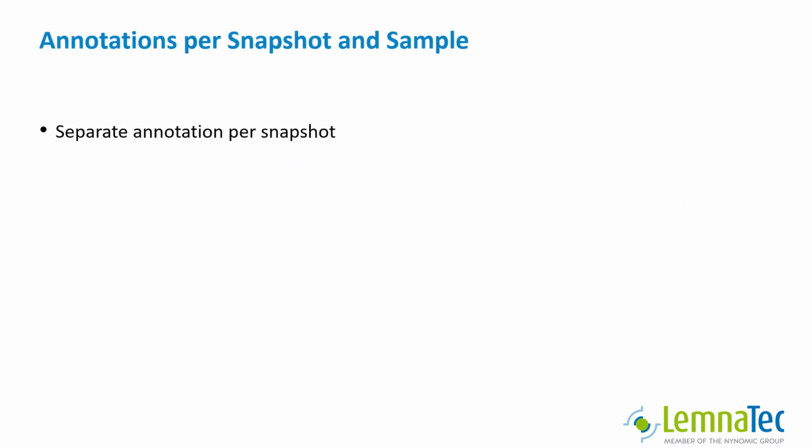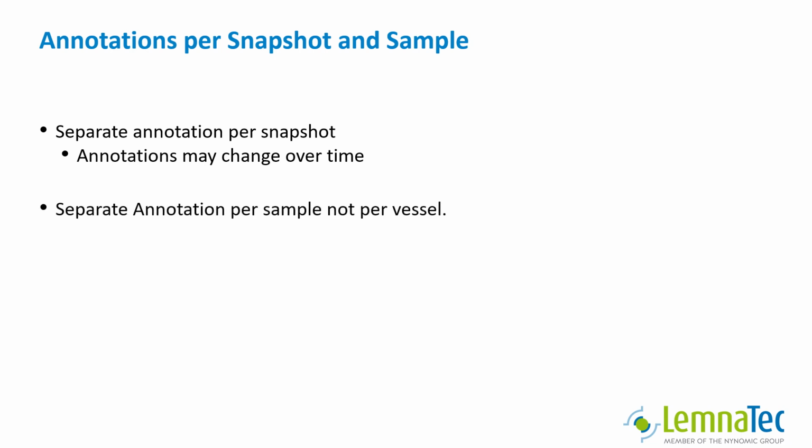Annotations are on a per snapshot base. This is usually overkill, but sometimes you have external conditions that are changing deliberately over the course of the experiment. With this approach, you can document this in the sample annotations as well. On the other hand, annotations are on a per sample base, not on a per vessel base. If your vessel contains only a single plant, then this makes no difference.